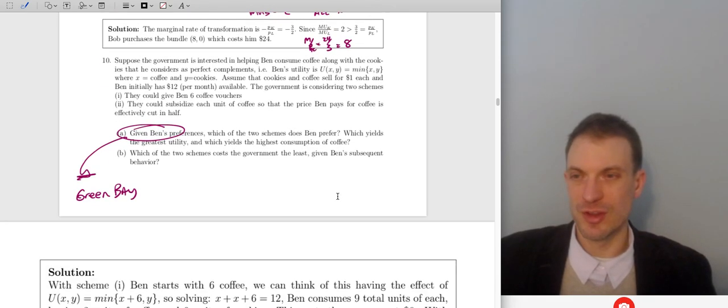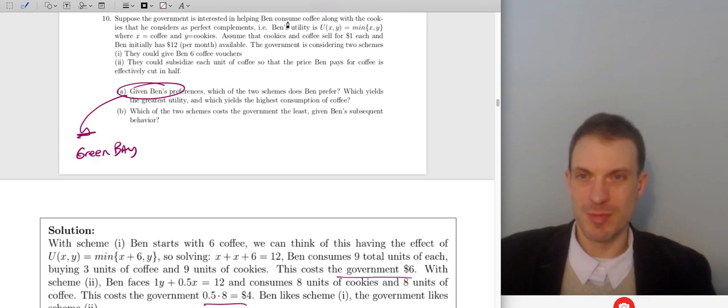All right, here's this interesting one. Suppose the government is interested in helping me consume coffee along with cookies that I consider as perfect complements. Assume the cookies and coffee are both $1 each. I have $12. There's 2 schemes. One, they give me 6 coffee vouchers, or two, they cut the price of coffee in half.